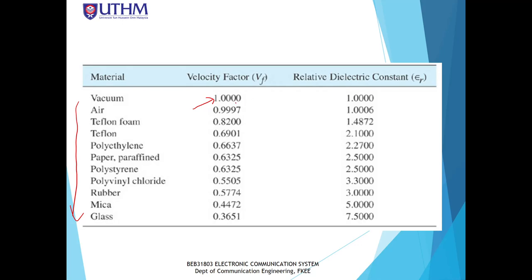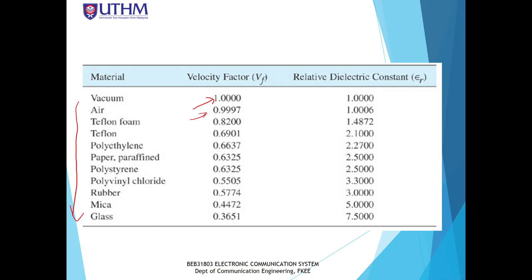Okay, slightly less in the air. So the velocity factor is 0.997. Okay, hampir sama. So in our syllabus, in this subject, normally we use the speed of wave in the air in the calculation. We can assume that it is similar with the speed of light.